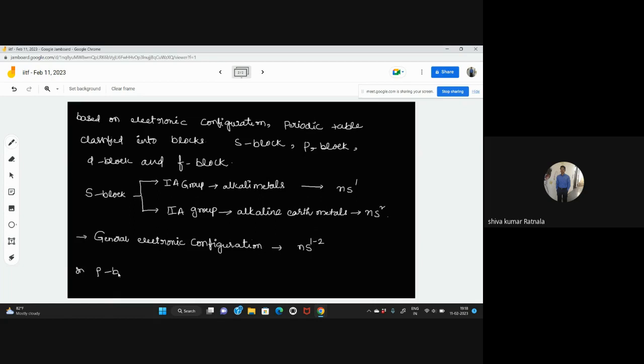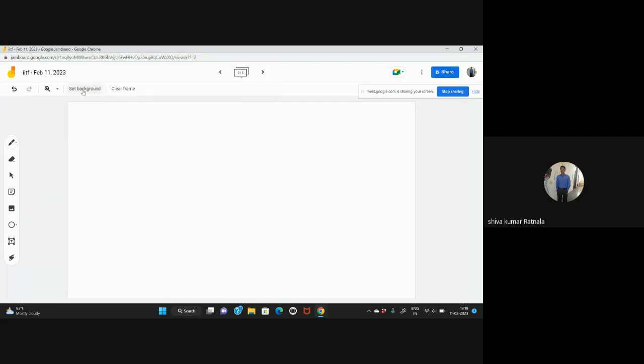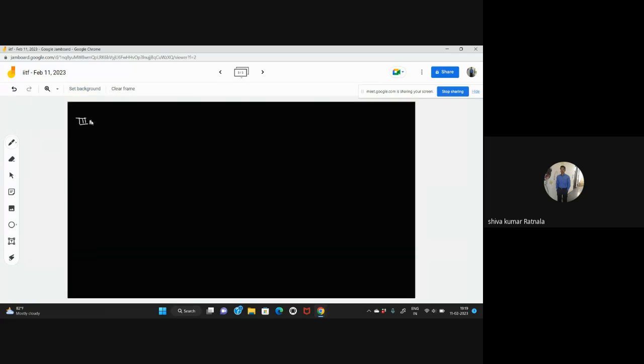In the p block, six groups are present. The third A group is also called the boron family, and the configuration is ns2 np1. Next, the fourth A group, the carbon family, is ns2 np2.